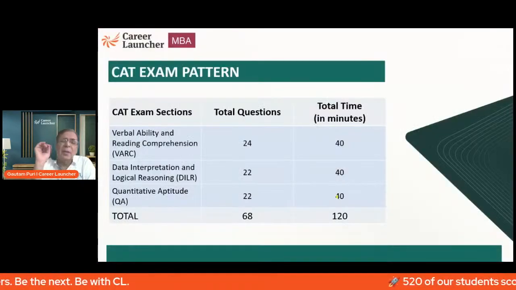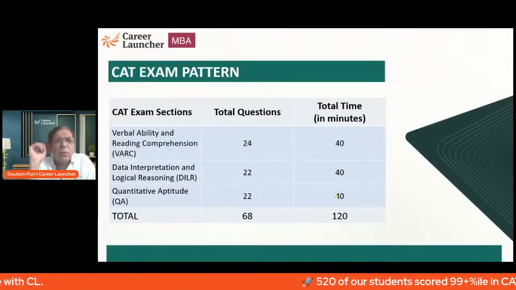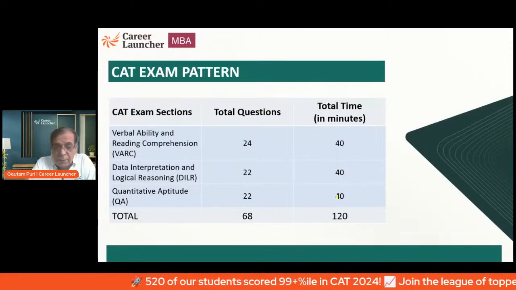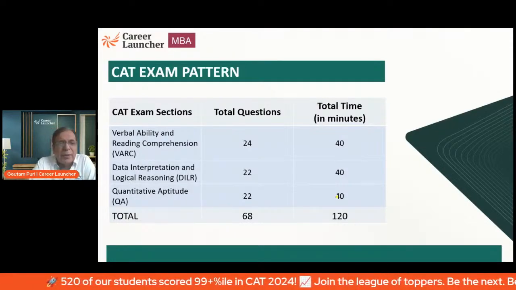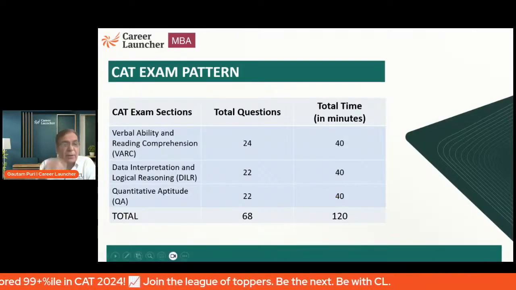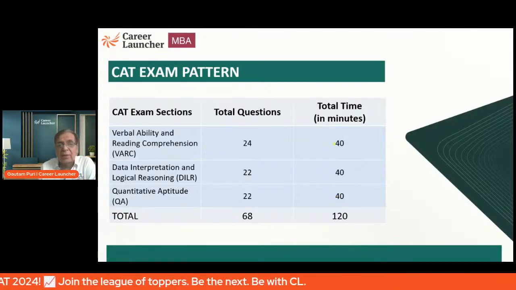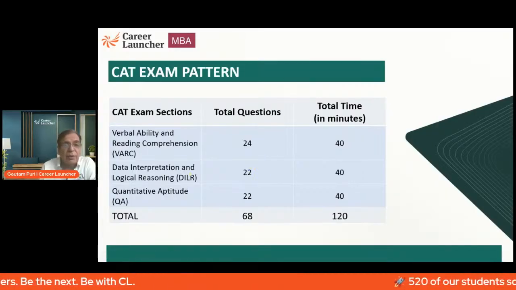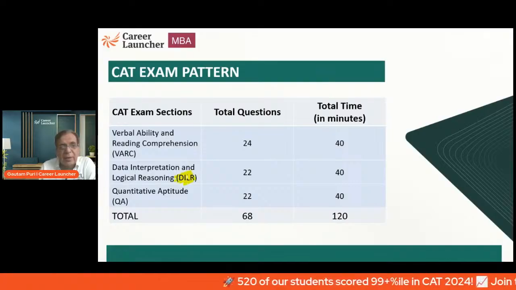But before we start, quick background to the session for those of you attending it for the first time. Those who have attended earlier, there will be a small repetition, but I guess that's fine. If you look at the CAT pattern, the latest pattern of CAT is 3 sections of 40 minutes each with 24, 22, and 22 questions. That is total of 68 questions. Our focus is the DILR section, which is the second section.